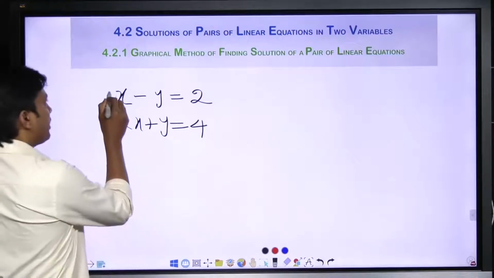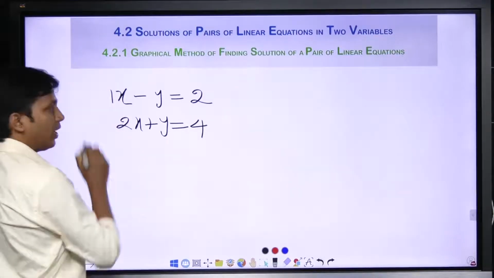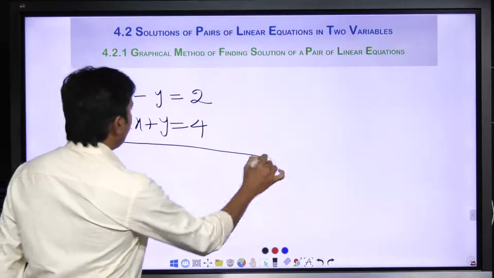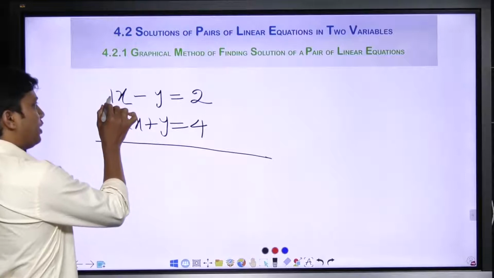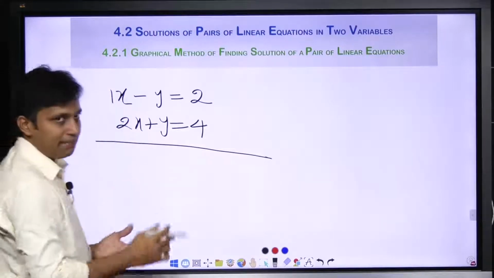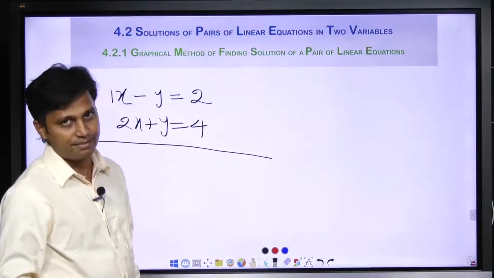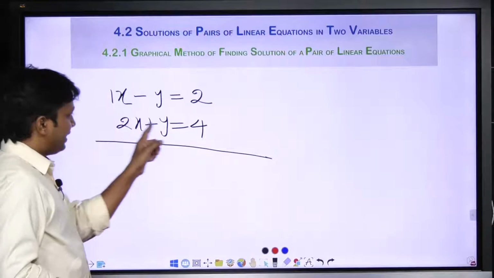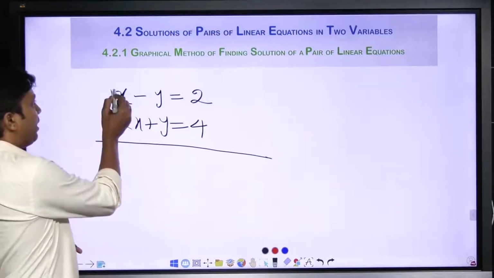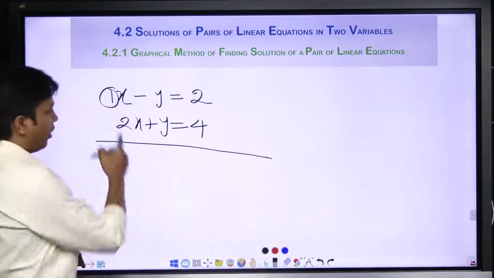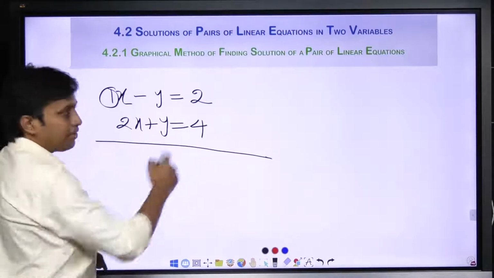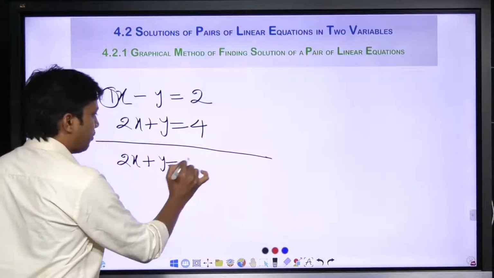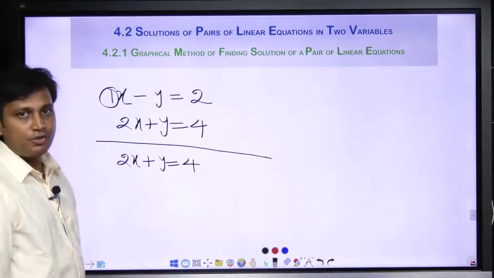Just see, what is the coefficient of x in the first equation? 1. And what is the coefficient of x in the second equation? 2. Multiply the entire second equation with the coefficient of x from the first equation, which is 1. We don't really need to multiply here because multiplication with 1 leaves the result the same. Anyway, I am telling you the process. So the equation remains 2x plus y equal to 4.